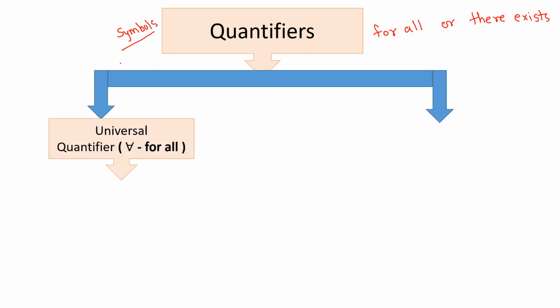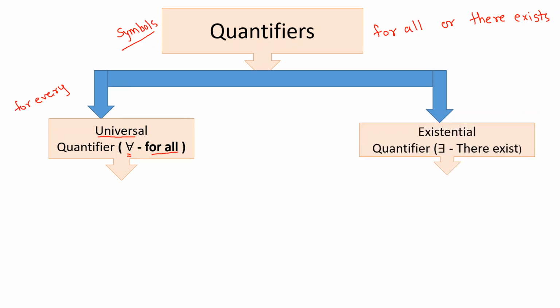First is the universal quantifier. The name suggests it: for all. This is used for all objects, and this is the notation for it. Or you can say "for every" also. This is used for every. So this is the universal quantifier. Second one is the existential quantifier.